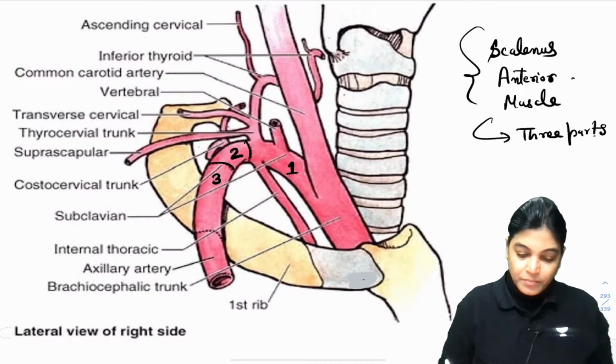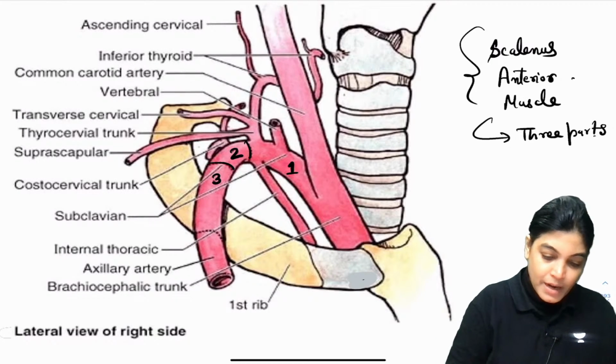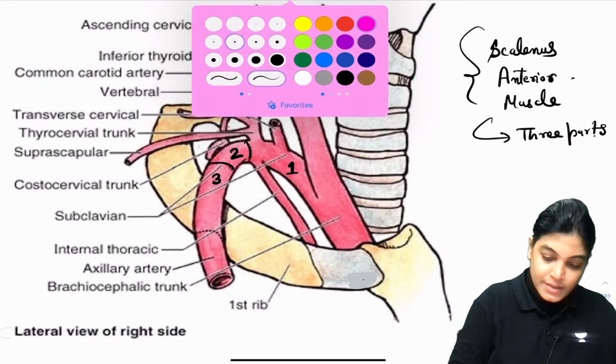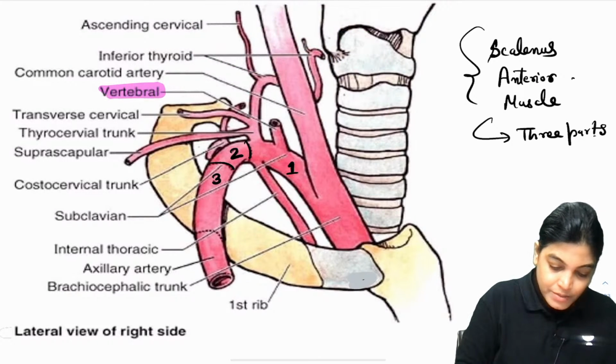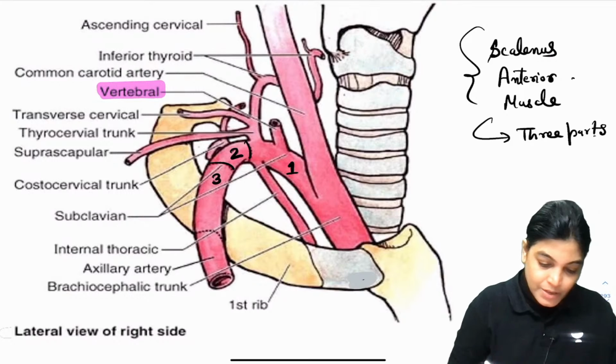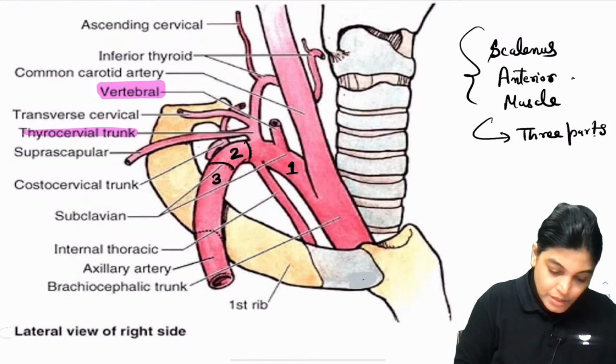Now see here. The branches from the first part are the vertebral artery. Then we have got the thyrocervical trunk.